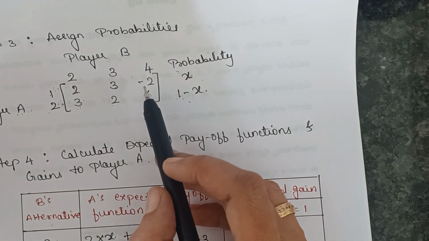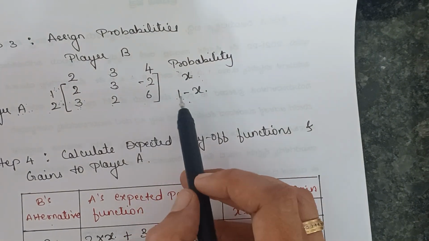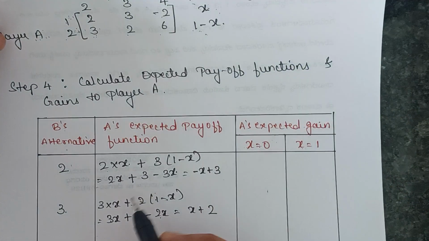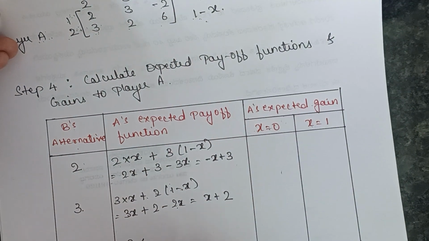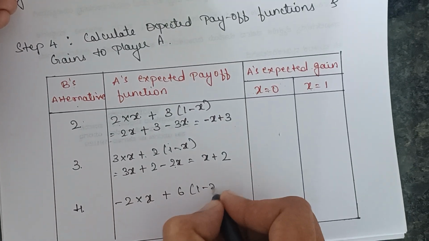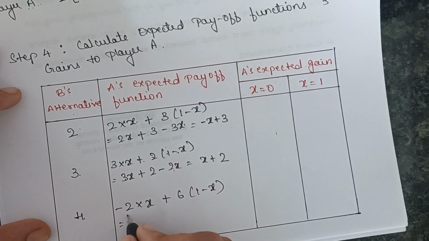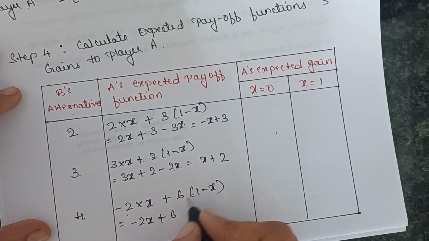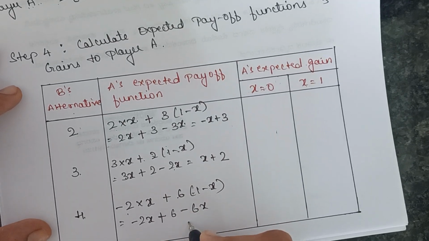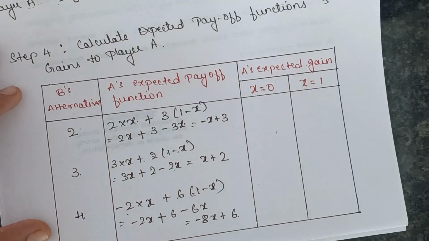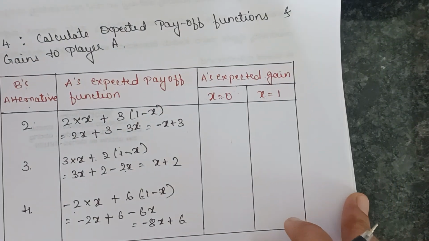Now the last strategy of B, that is strategy 4. What are the values? Minus 2 into x plus 6 into 1 minus x. So we will write the same and find out. Minus 2 into x plus 6 into 1 minus x. So this will be minus 2x plus 6 into 1 is 6, then minus 6x. Now when we solve this, we get minus 8x plus 6. Okay, so these are the payoff functions.